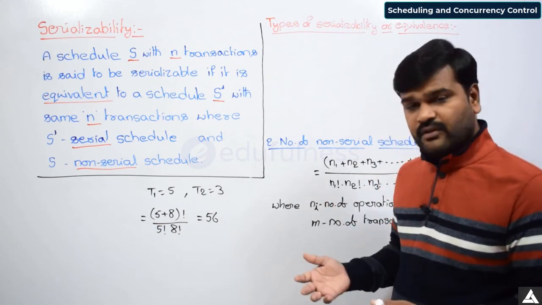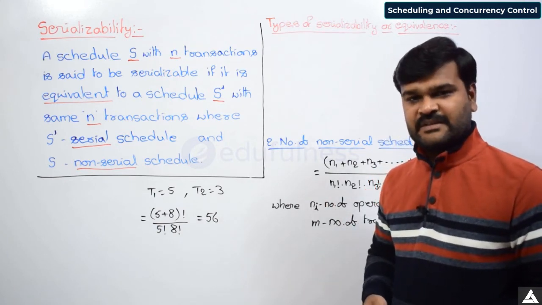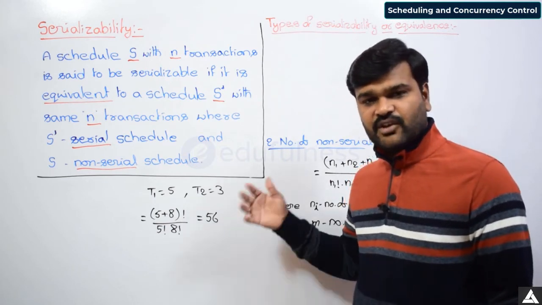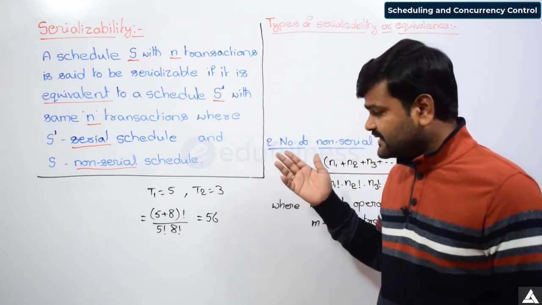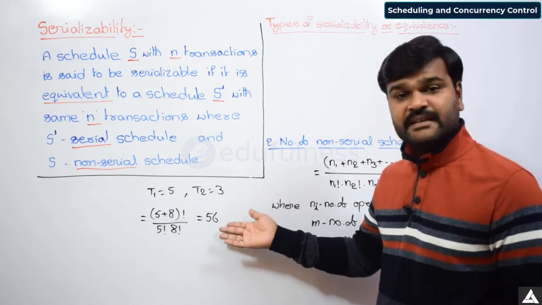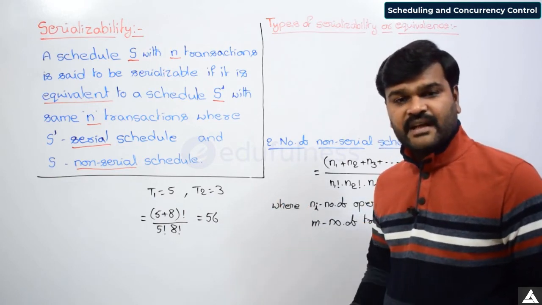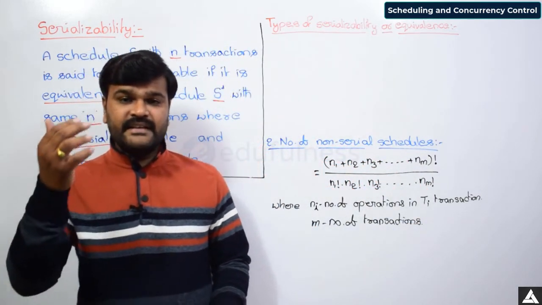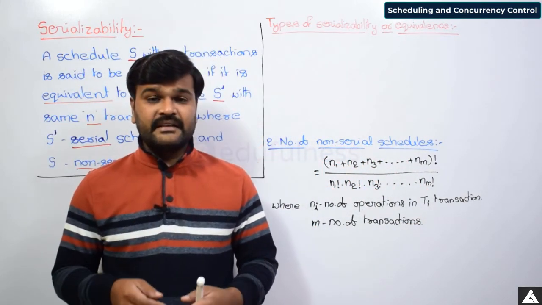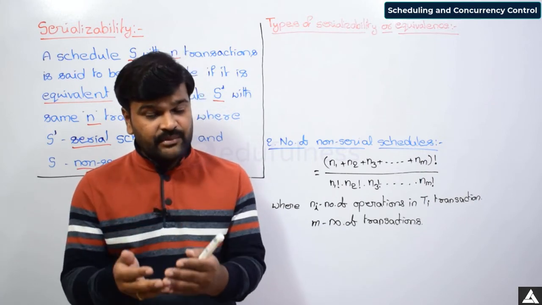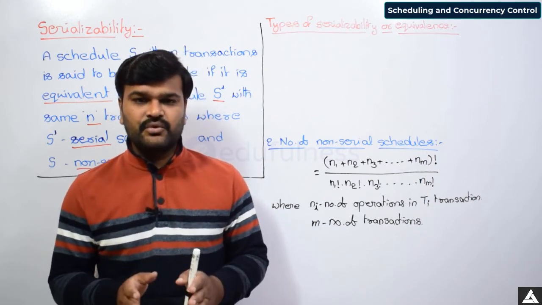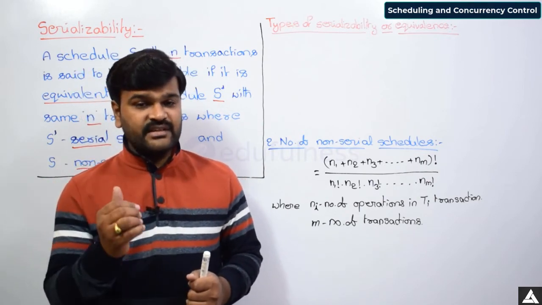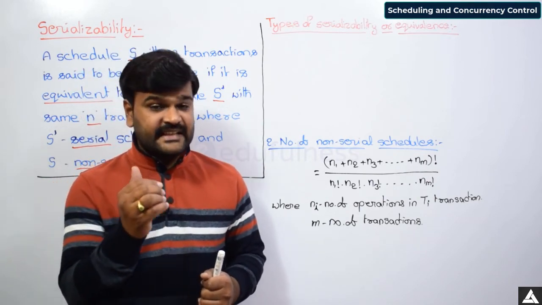So how will you identify them? Are you going to go through all 56 non-serial schedules? No, that is not recommended. If you have just 2 transactions and there are this many possibilities, you can imagine how many transactions are happening in real time every moment, and how many operations each transaction has. That is why you have to identify which non-serial schedule is serializable.